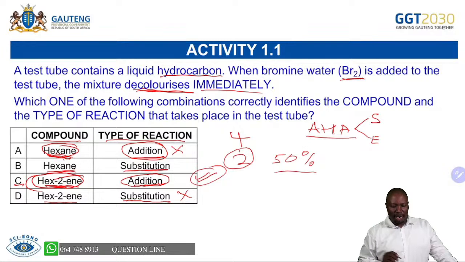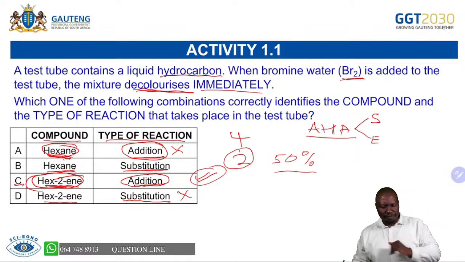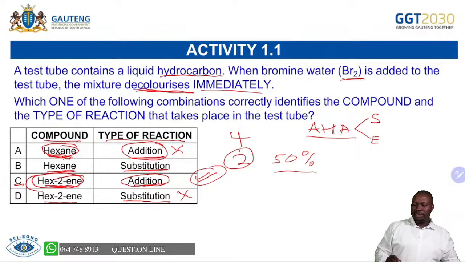We use bromine water to check that, and we expect the color to change from reddish brown to colorless. So our answer is number C. You're able to see that alphabet C is our correct answer.